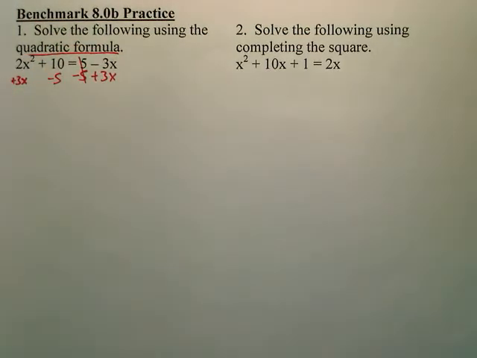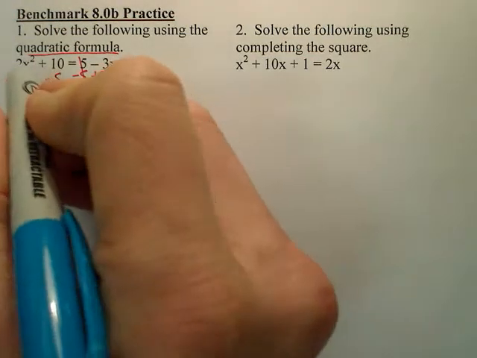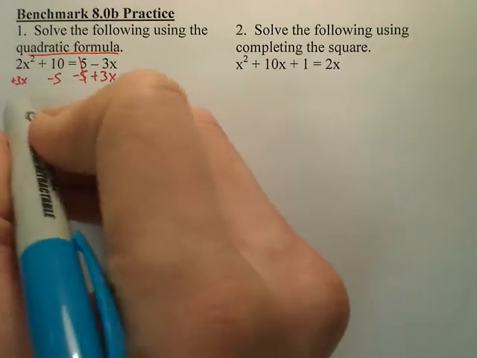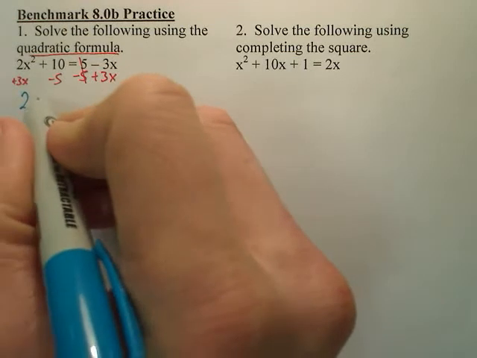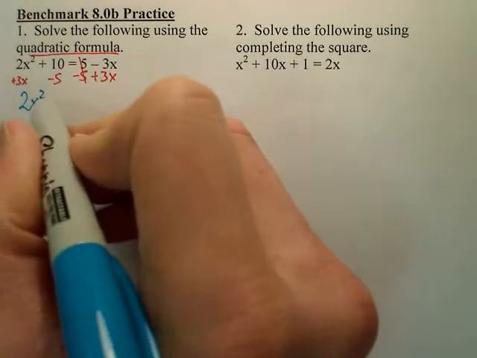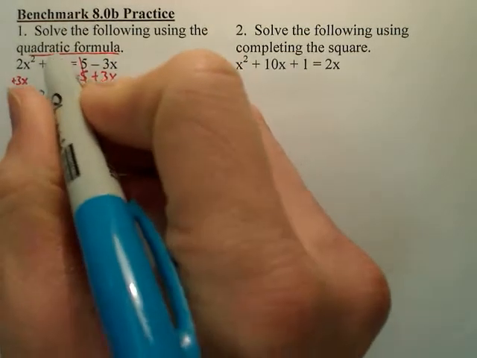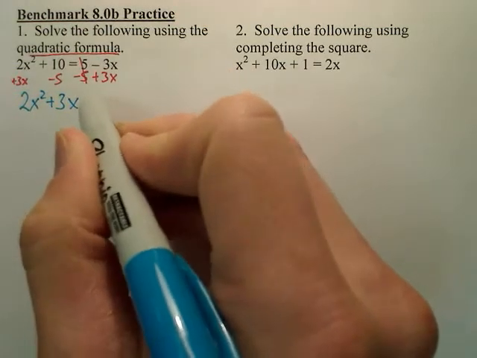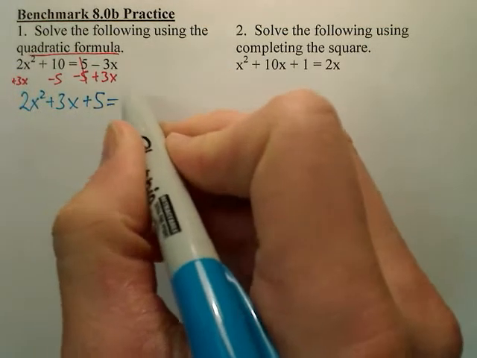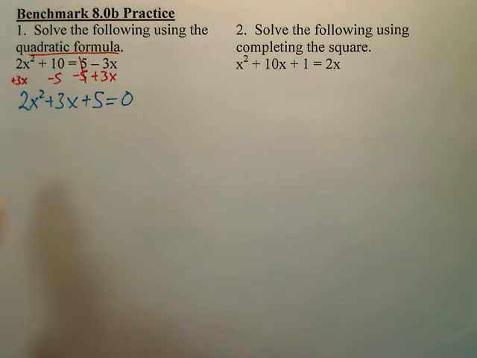Now when I do that, I now have everything over here, so I need to put it in standard form. So the x squared comes first, then the x, which is the 3x, and then 10 and negative 5 leaves you 5. So make sure you have it in standard form.